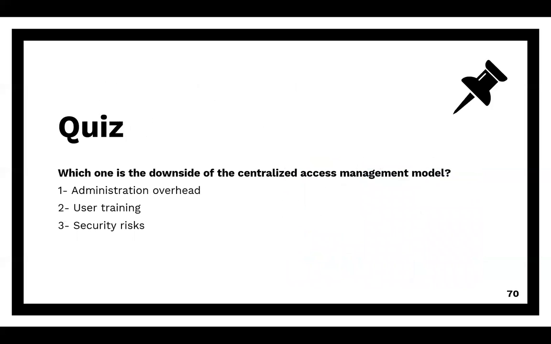Let's go through a quick quiz. Which one is the downside of the centralized access management model? Number 1, administration overhead. Number 2, user training. Number 3, security risks. If your answer is number 1, administration overhead, that is correct.